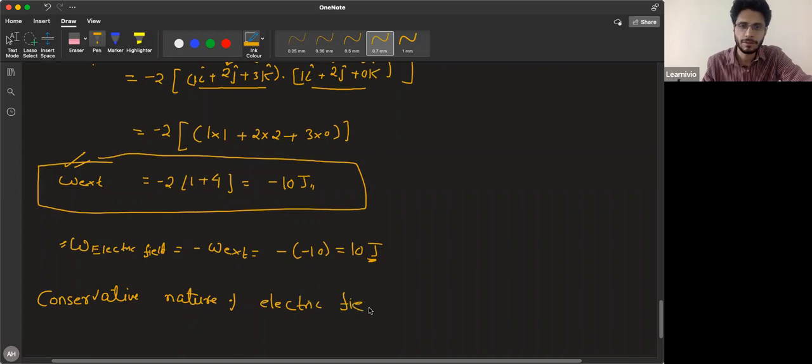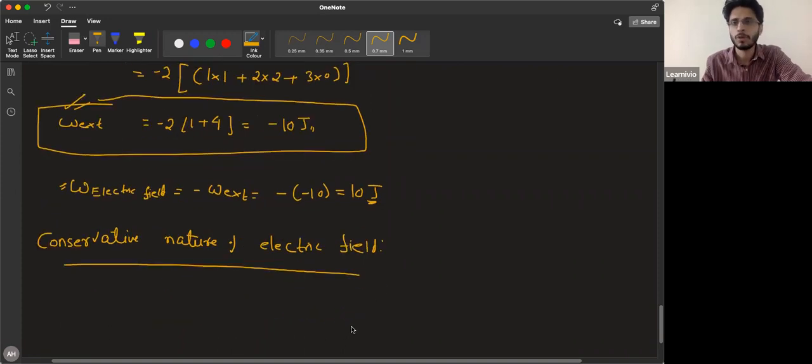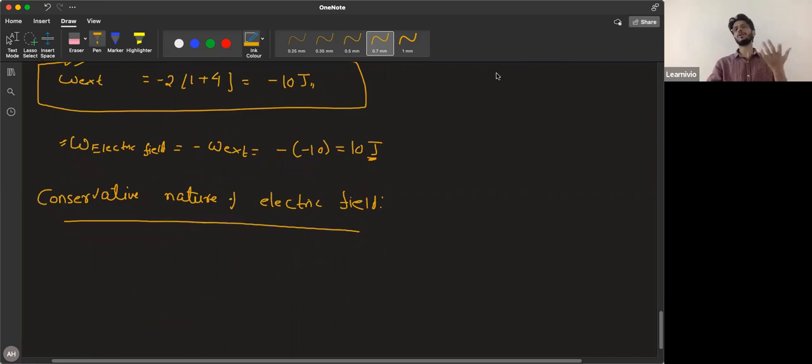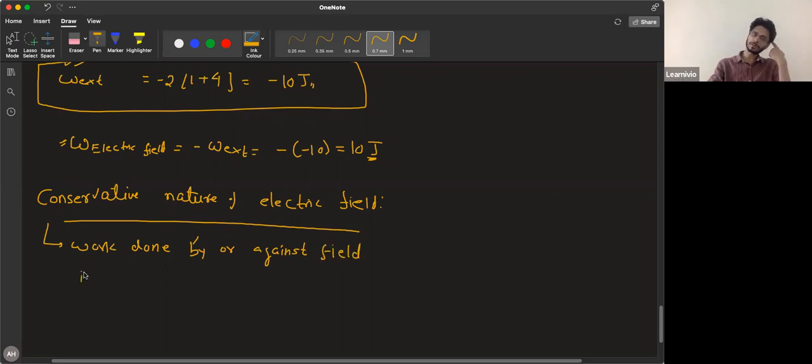See, this term conservative was in the class 11 syllabus. When we say some force or some field is conservative, that means work done in that field is independent of path. So the electric field is conservative, that means work done by or against the field is independent of path. Work done does not depend upon path. This is the conservative nature of the field.